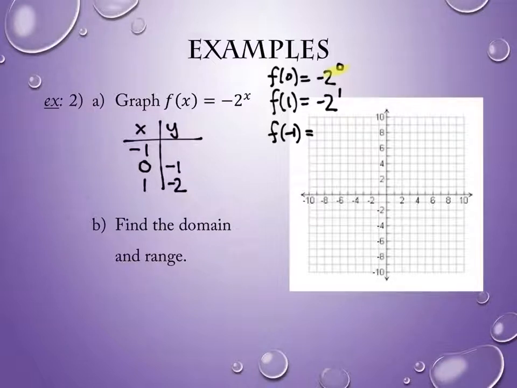-1. So if I put a -1 in here, what is 2 to the -1? 1/2. It's 1/2. Remember, negative exponents flip fractions, okay? So we do a reciprocal. The reciprocal of 2 would be 1/2. And then I have the negative at the beginning. So I have -1/2 here.